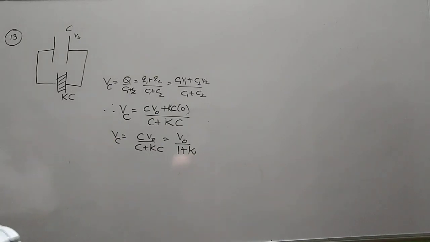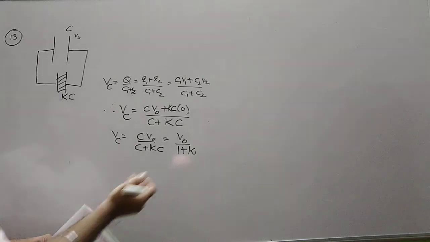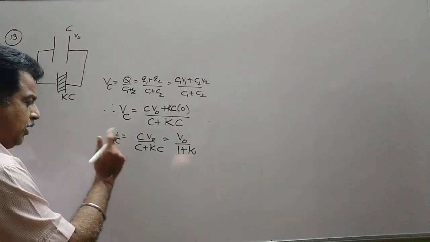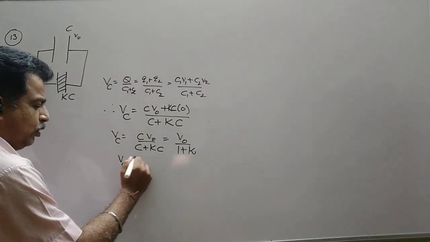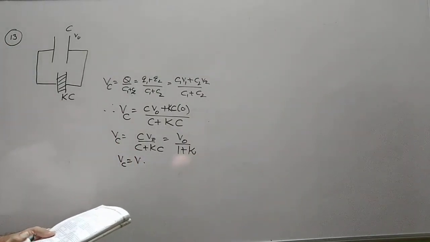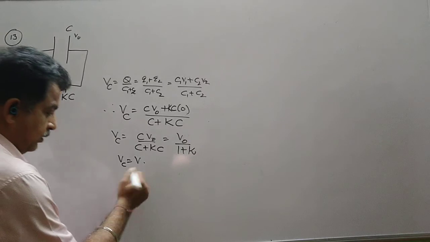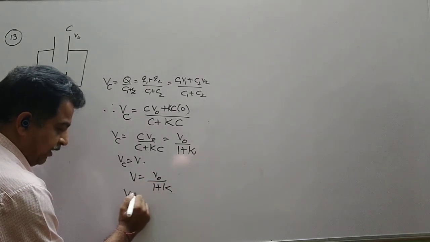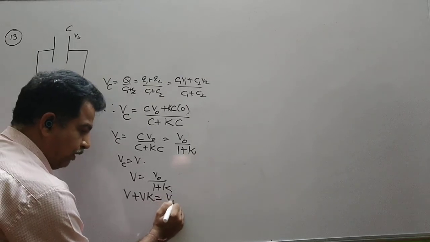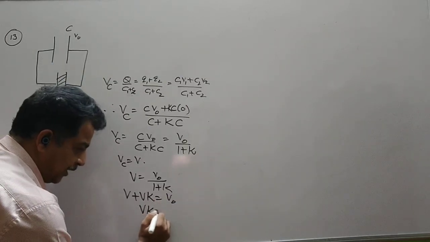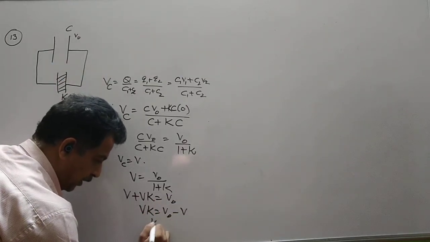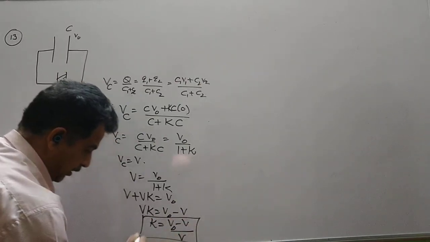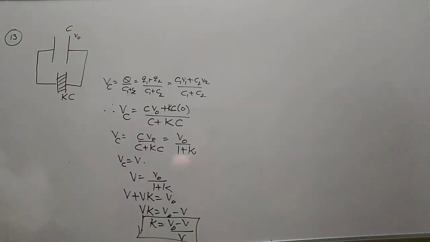So we have to find out here not a common potential, we have to find out the dielectric constant. Okay, so we do a cross multiplication and the symbol for the common potential here is V. So I write V is equal to V naught upon 1 plus K, that is V plus VK is equal to V naught. So VK is equal to V naught minus V. So K is equal to V naught minus V upon V. So as a shortcut formula, you can remember this.